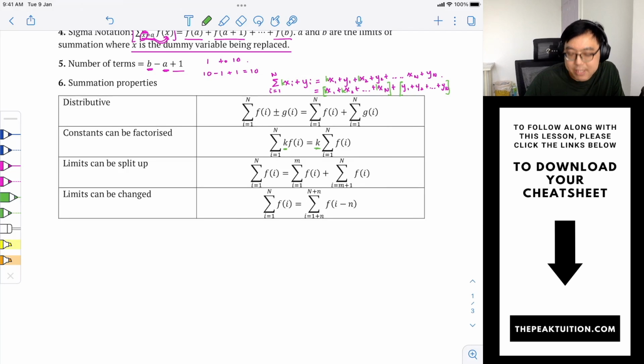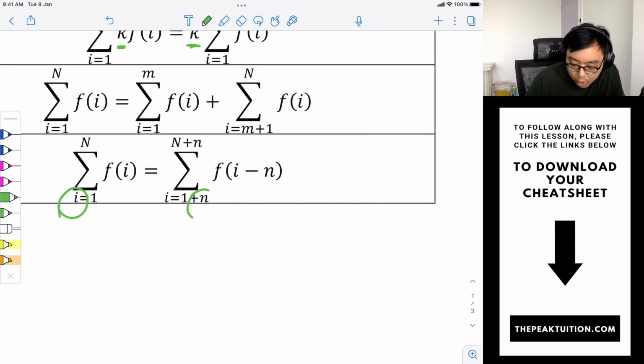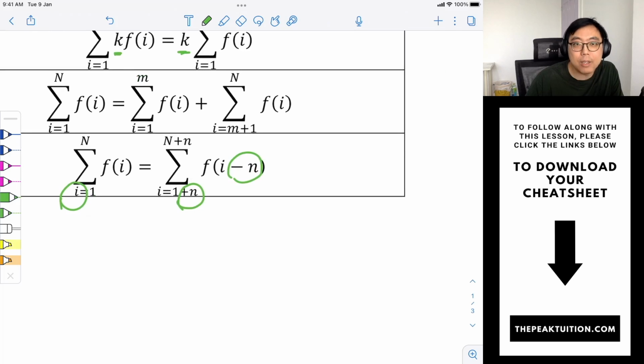And finally, the limits can be changed because what we are summing over, the dummy variable i, can also be changed inside the pattern. Okay? So basically, we can add n to all of the dummy variable that we are summing over, and then in the actual pattern, we just subtract them. So in the end, we are actually summing over the same pattern. It doesn't change the pattern, it just changes what sum we are doing.